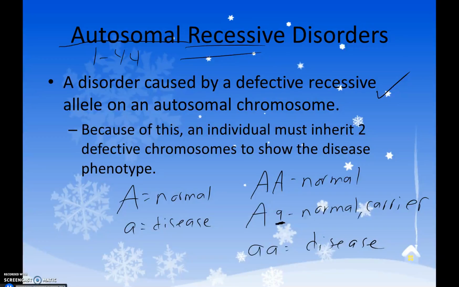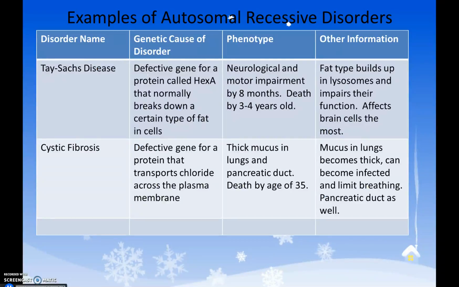Okay, so make sure you write all that down, please. Here's 2 that I want you to know about: Tay-Sachs disease and cystic fibrosis.